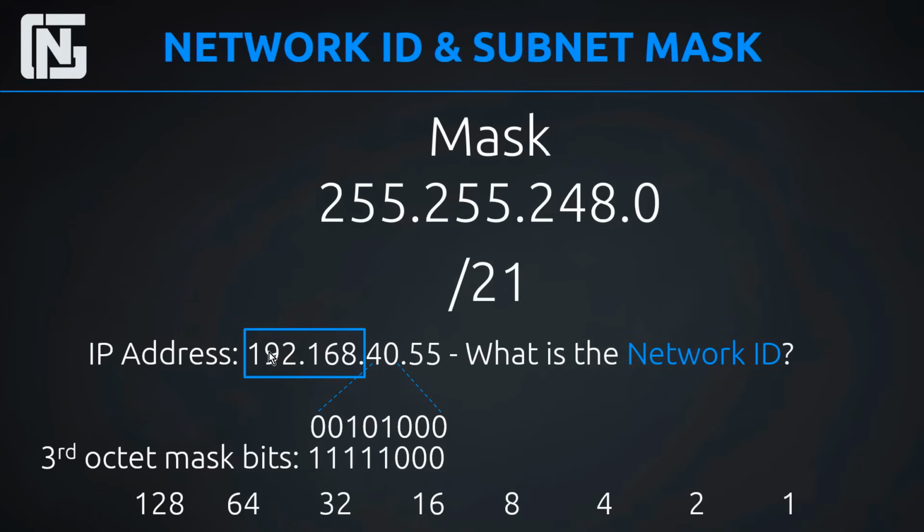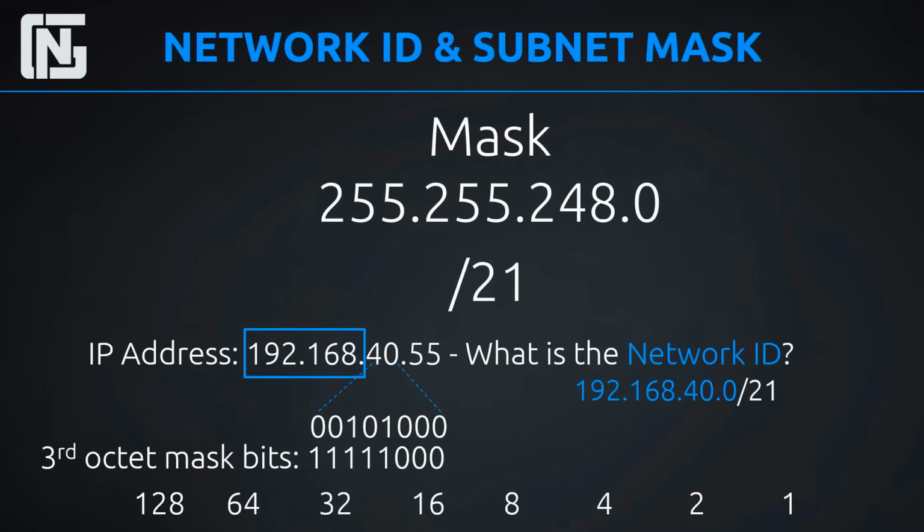Now, if our IP address given was 192.168.41.55, then 41 wouldn't actually be part of our network ID. It would still be 40 because our mask said only use these bits here in the mask. All right, we're going to do a few of these, so don't worry. Now, let's go ahead and look at what that actually means.